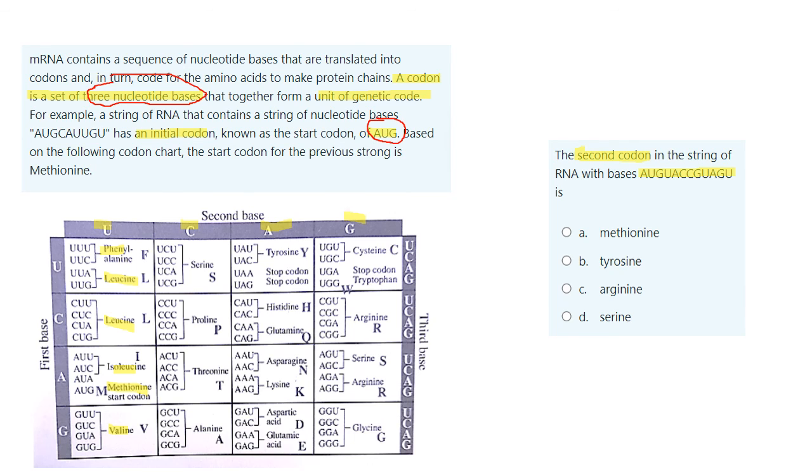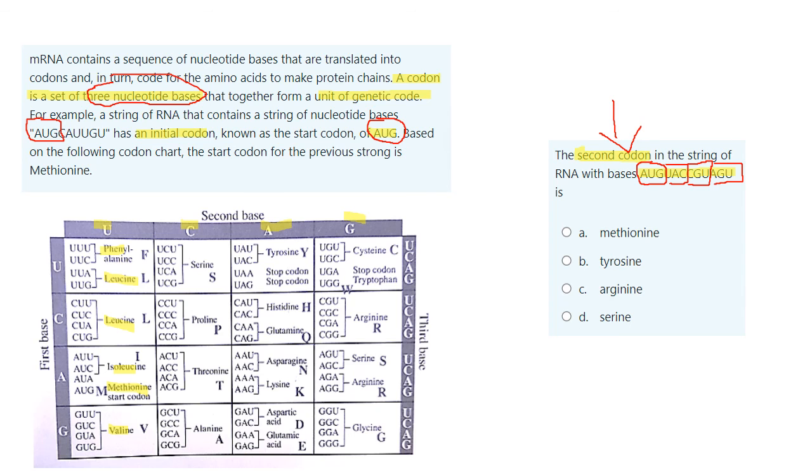So AUG, AUG would be 1 codon. So here, AUG would be a codon. UAC would be the second codon. CGU would be the third codon, and AGU would be the final codon. We are asked for the second codon.